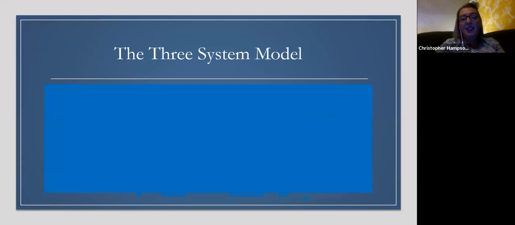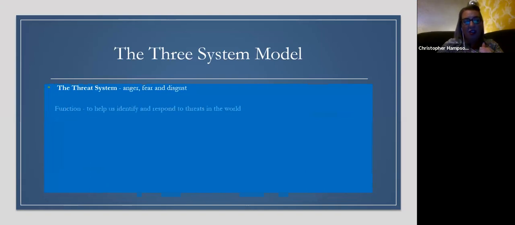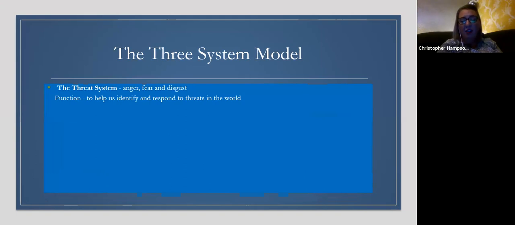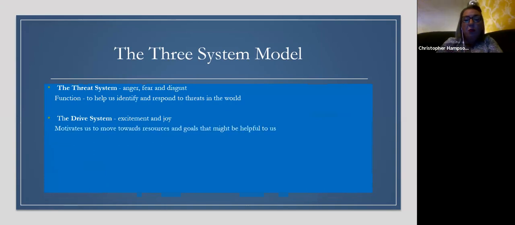So the three-system model. We have the threat system, which is anger, fear, and disgust. The function is to help us identify and respond to threats in the world in a healthy way. The drive system, which is excitement and joy, motivates us to move towards resources and goals that might be helpful to us. And the soothing system: contentment, calmness, and safeness.